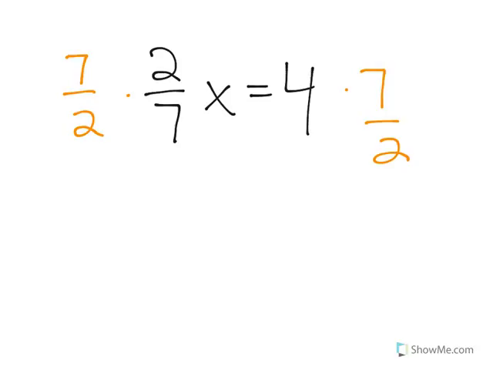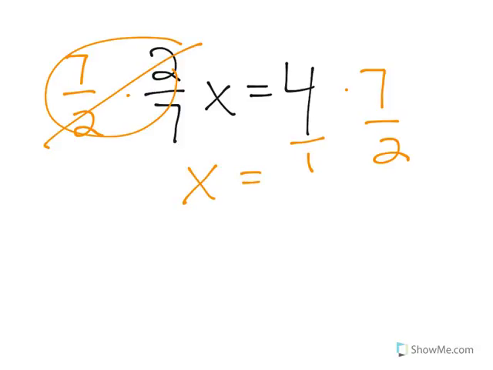Because 7 over 2 times 2 over 7 gives you 1 right away. You're left with x. And then on the right hand side, you just make this 4 over 1, and then you multiply right away. 4 times 7, well, that gives me 28, and 1 times 2 gives me 2. So right away, I can see 28 divided by 2 is 14.